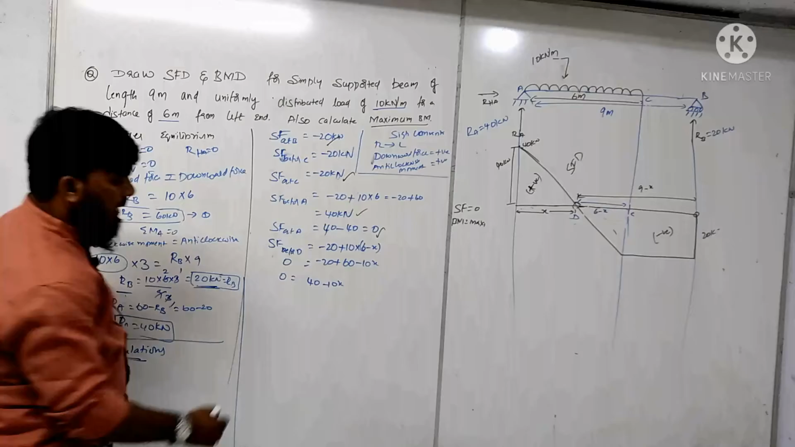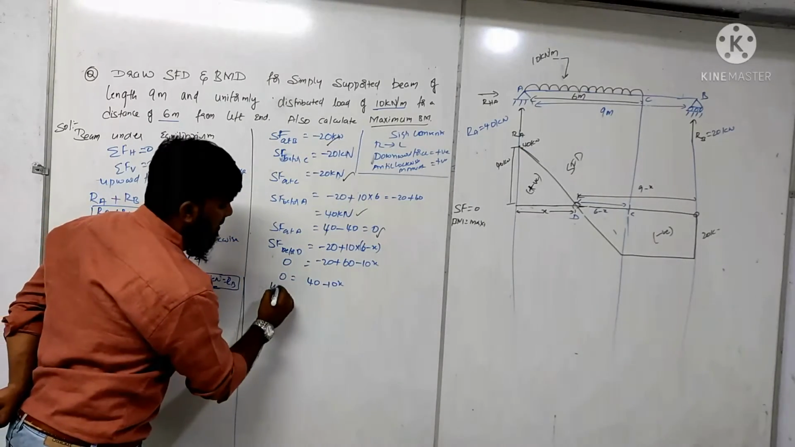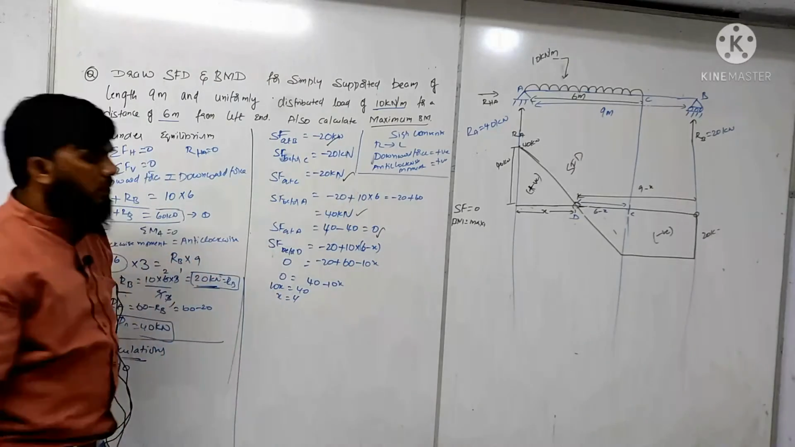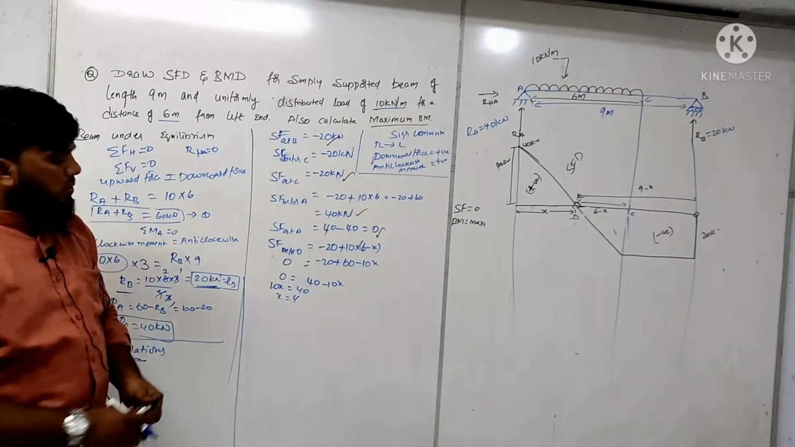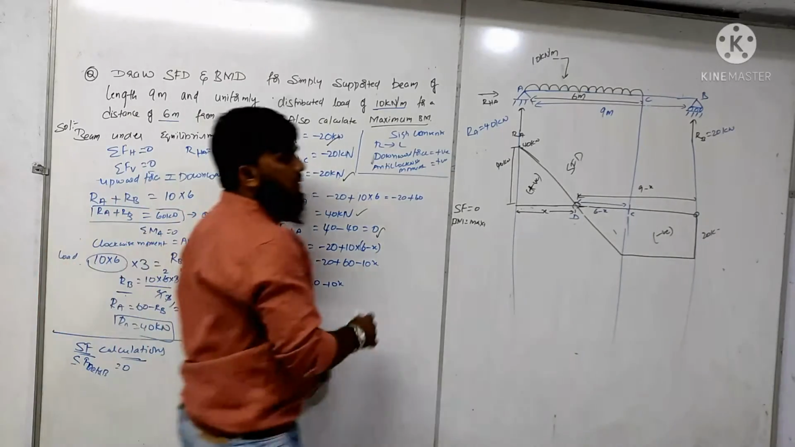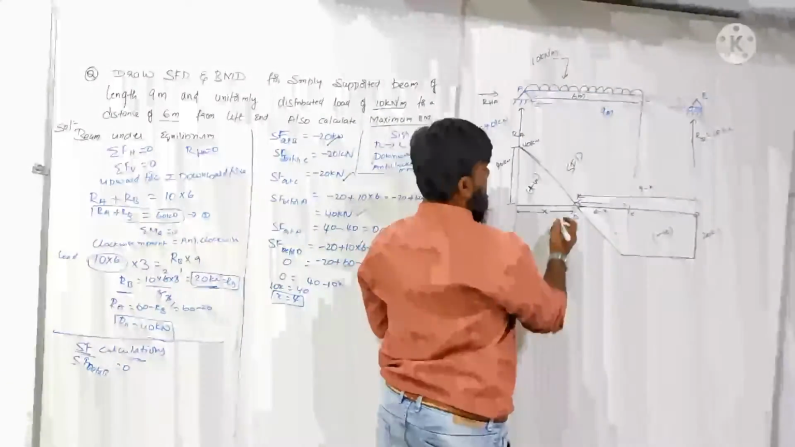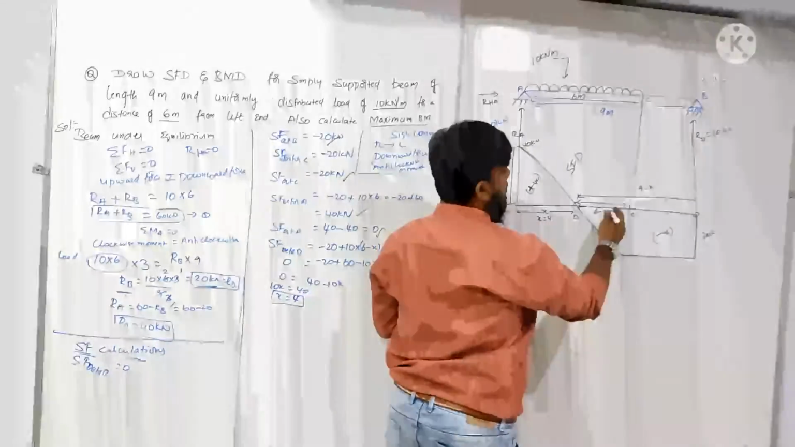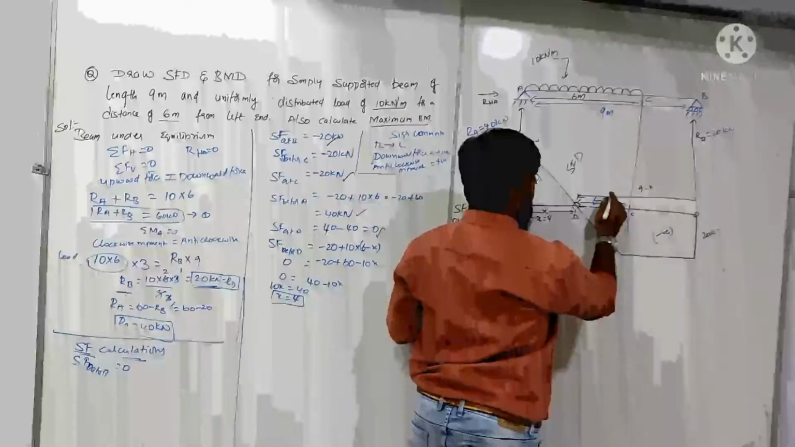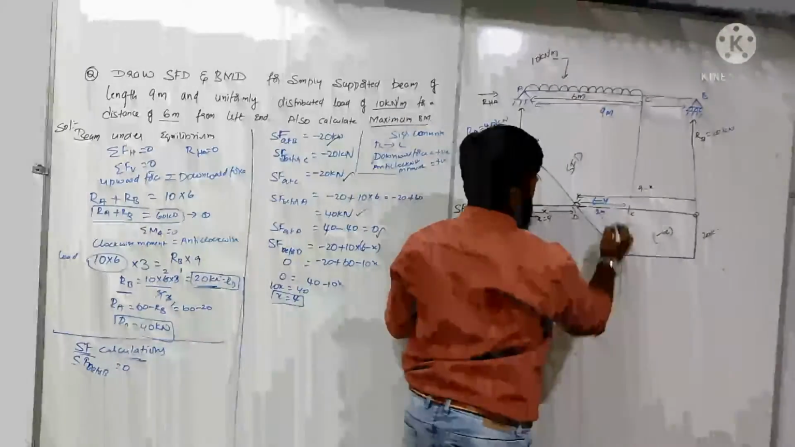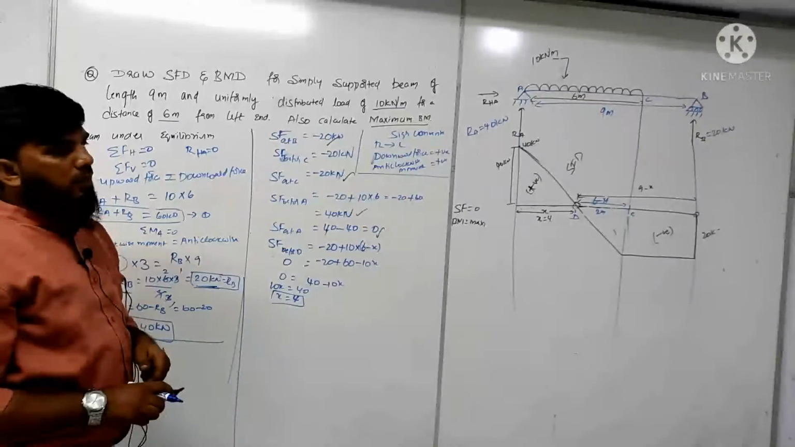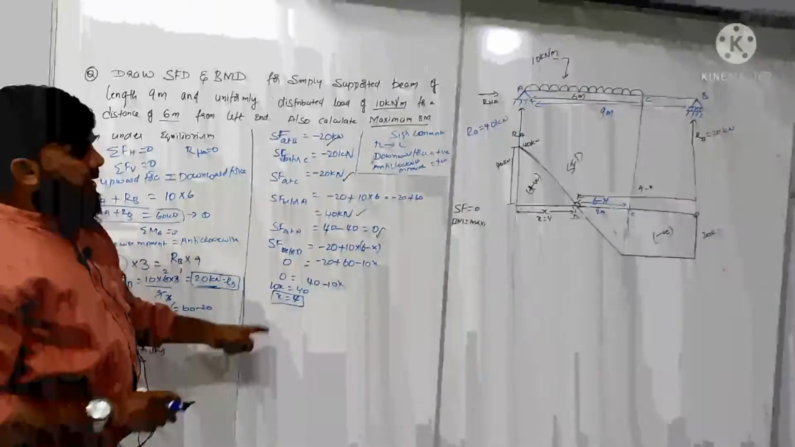Clear? Next, this 10x will come to the other side, it will become positive. 10x is equal to 40. X is equal to 4. So x is equal to 4 units you have got. So from here to here, x is equal to 4. So what is this? 6 minus 4, you will get 2 meters. Okay, 2 meters. Done.